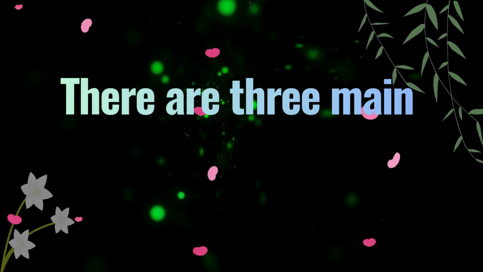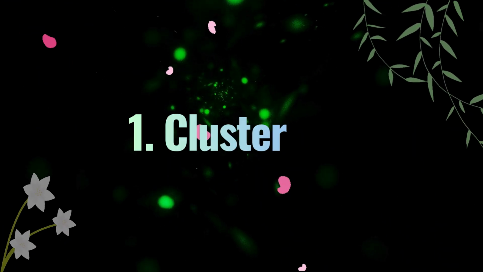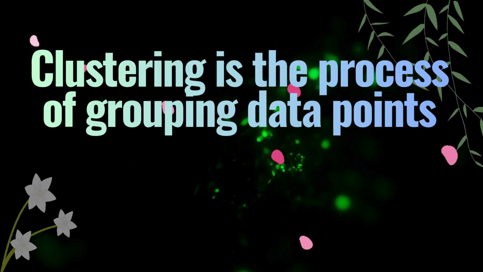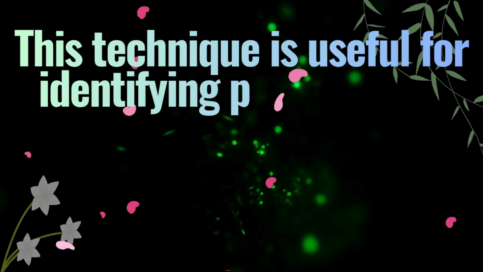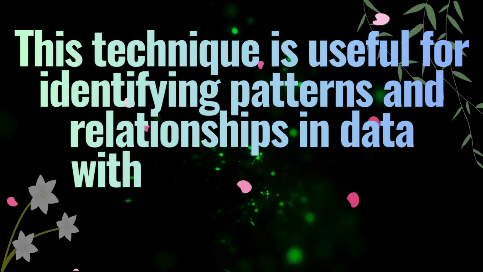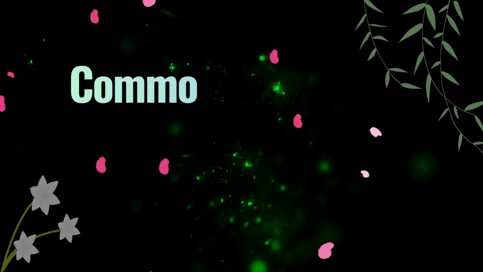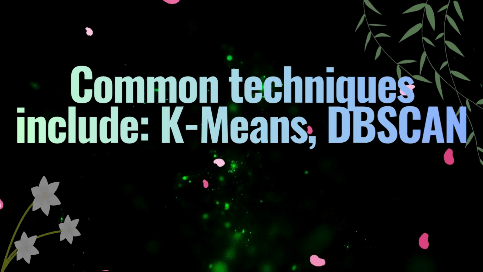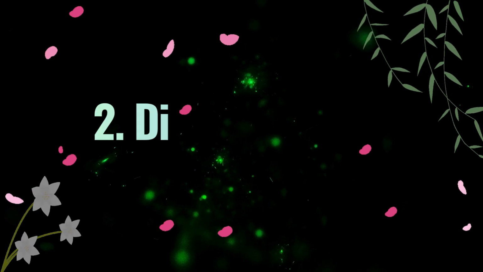There are three main categories of unsupervised learning. 1. Clustering. Clustering is the process of grouping data points into clusters based on their similarity. This technique is useful for identifying patterns and relationships in data without the need for labeled examples. Common techniques include k-means, DBSCAN, mean shift.